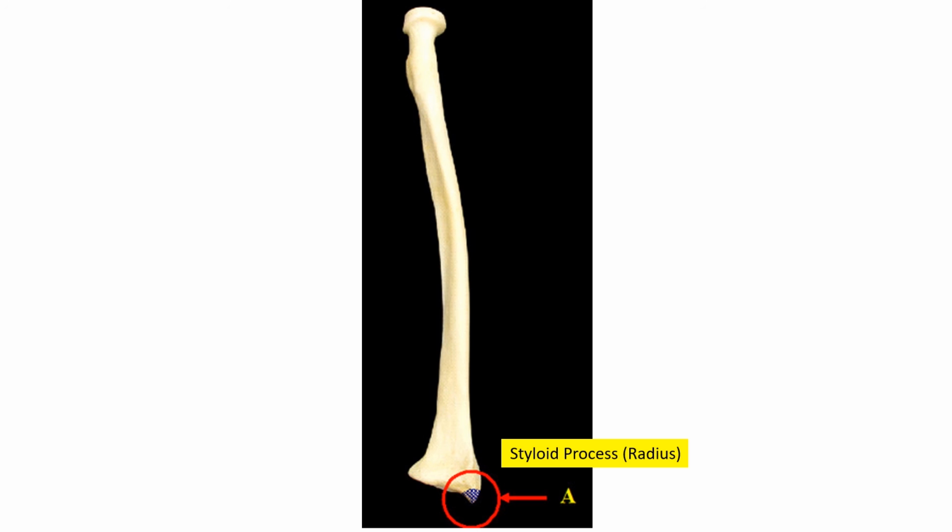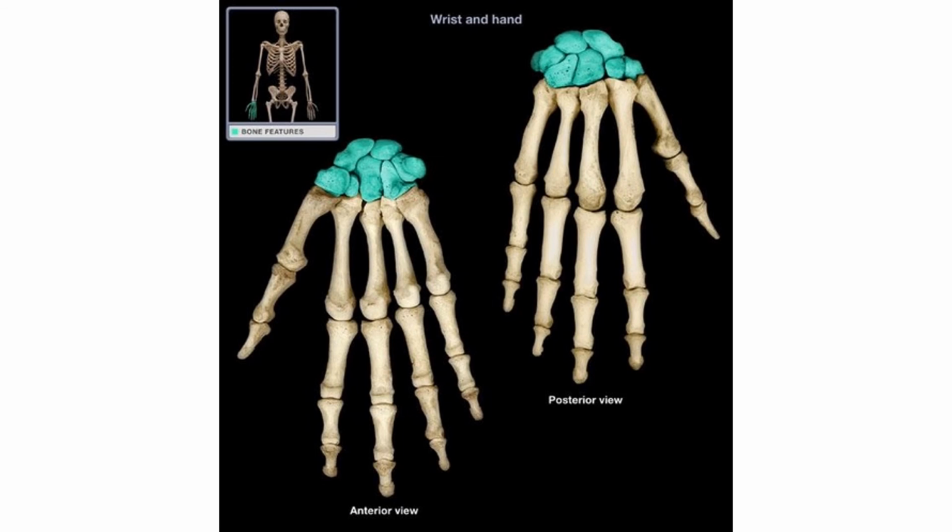You may ask, well, I have heard of the styloid process a few minutes ago, and it is in the lower end of the ulna. Is this right? The answer is yes. The lower end of the ulna has a styloid process, and the lower end of the radius has a styloid process. Distal to the lower end of the radius and ulna, we have the wrist area.